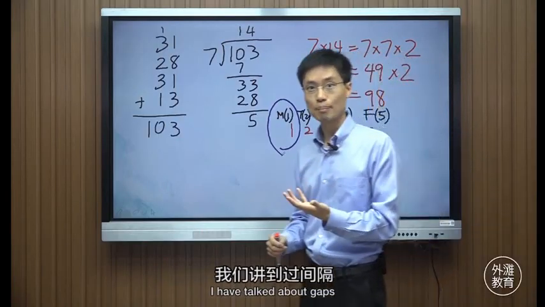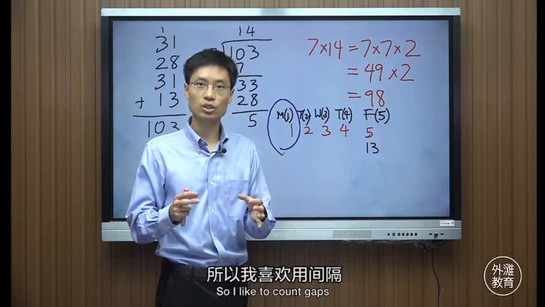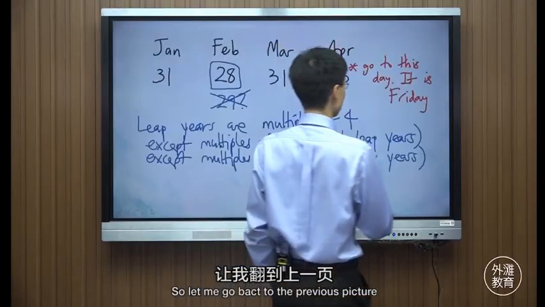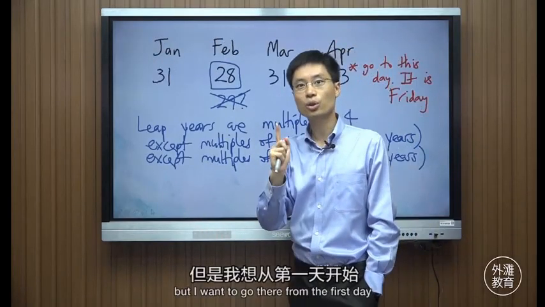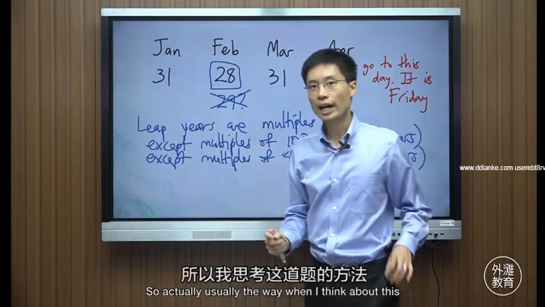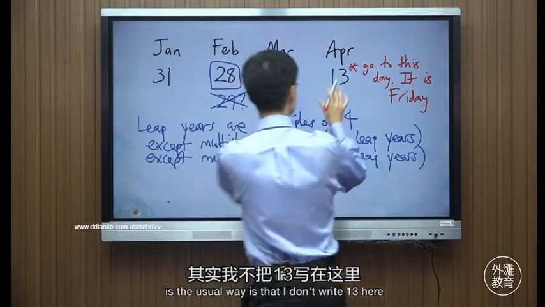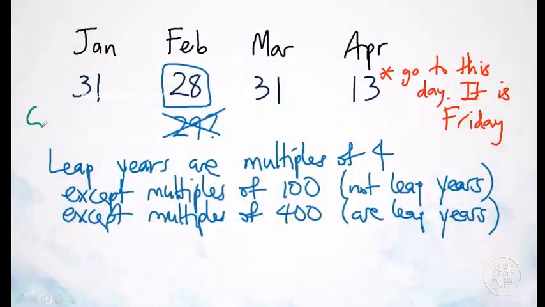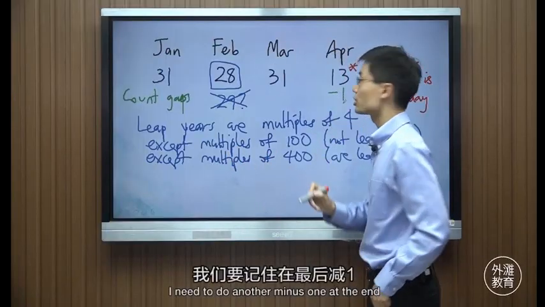I had talked about gaps. To me, when I do these problems, I like to just add and subtract, and so I like to count gaps. So let me go back to the previous picture. I told you I want to go to this day, and it's Friday, but I want to go there from the 1st day. So actually, usually the way that I think about this is I don't write 13 here. Here what I'm counting is I want to count gaps. And if I'm going to count gaps, I need to do another -1 at the end.